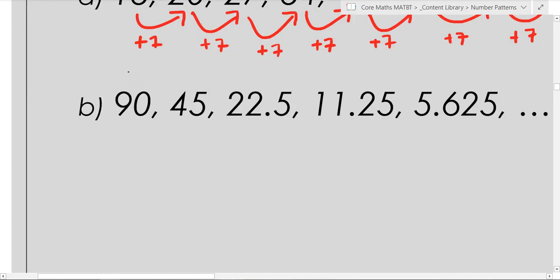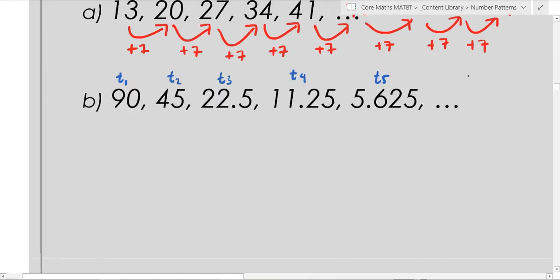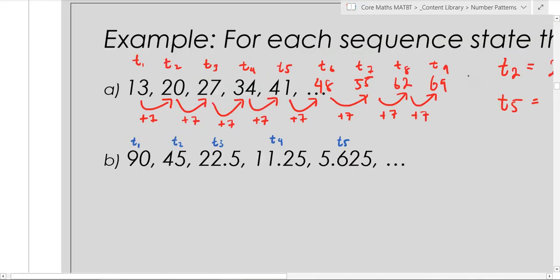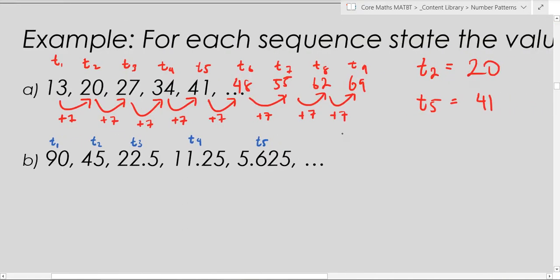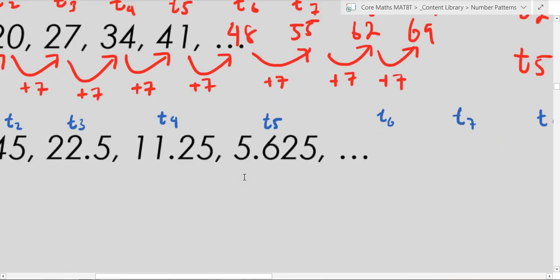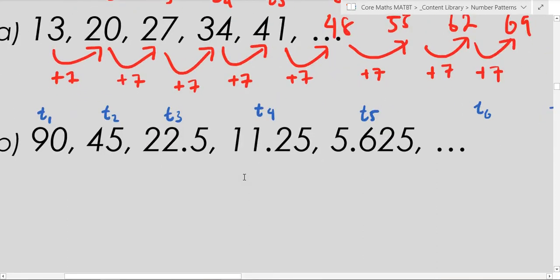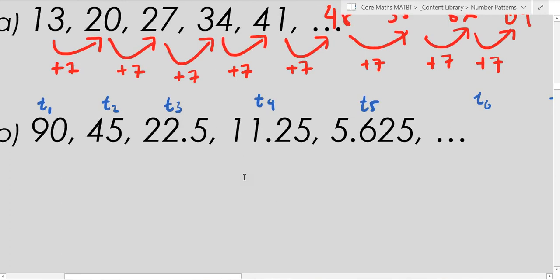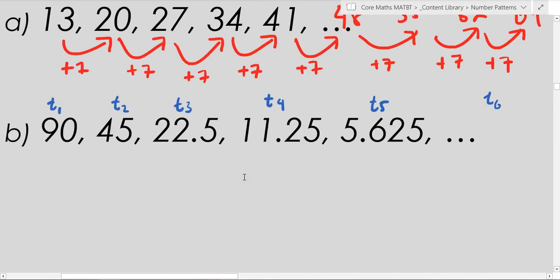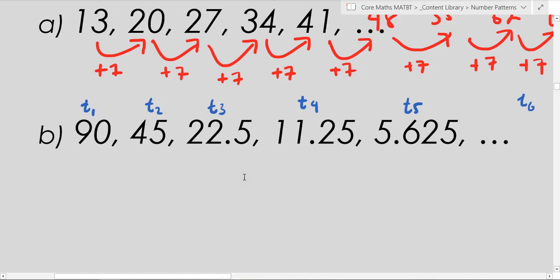So term 1, 2, term 3, term 4, term 5. Okay. And then we're looking for term 6, term 7, term 8, up to term 9. Okay, this one looks a little bit trickier. Okay, because the amount that it's going down by isn't actually quite the same. Okay, but it's going down by a certain amount.